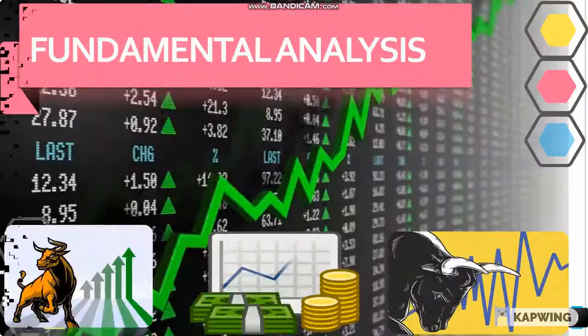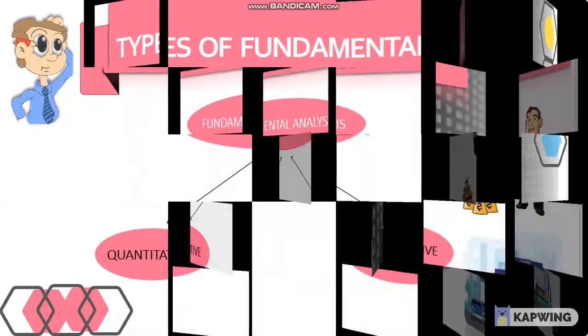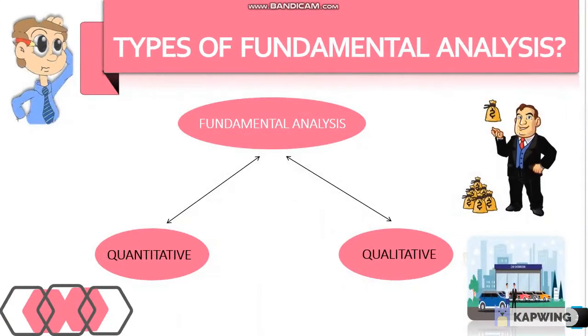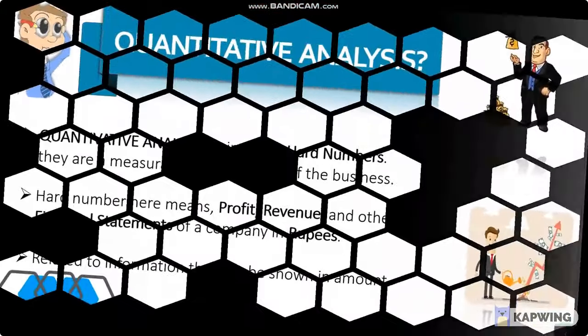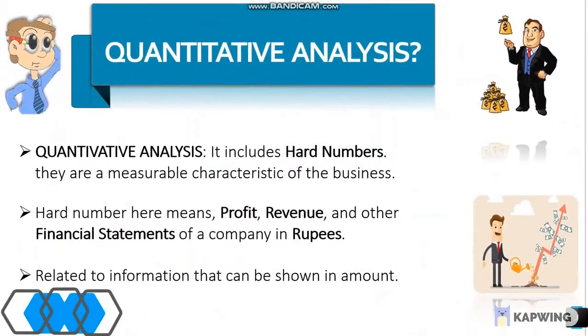In our previous lecture, we discussed what fundamental analysis is, and in this lecture, we are going to discuss the types of fundamental analysis. Fundamental analysis can be grouped into two categories: quantitative analysis and qualitative analysis. Quantitative analysis includes the hard numbers. They are a measurable characteristic of the business. Hard numbers here means profit, revenue, and other financial statements of a company in rupees. Basically, quantitative analysis is related to information that can be shown in amounts.